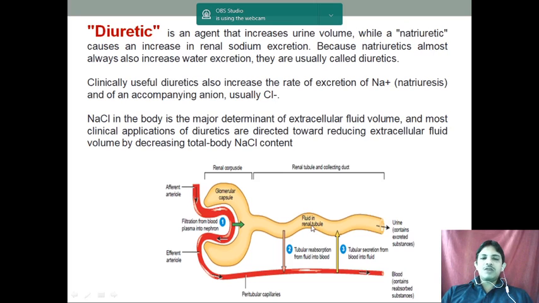Now mainly these diuretics act by different mechanisms, but actually what they are doing is inhibiting reabsorption. If they can inhibit the reabsorption, more water will be excreted as urine. So that is diuretics.